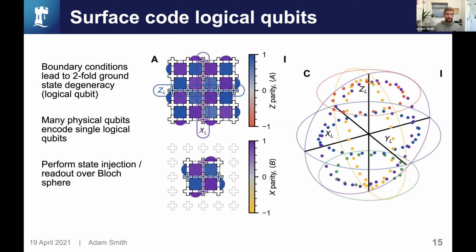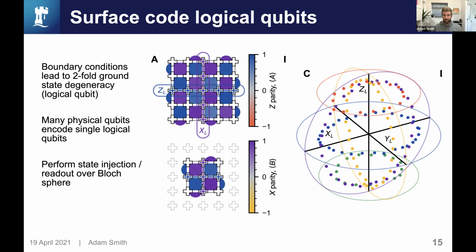Essentially, the way that you would measure this is by using non-local string order parameters, a product of Z's along horizontally and a product of X's vertically, to measure the Z value or the X value of the logical qubit, which is stored in this state. I don't want to go into too much detail of how this works. You can look into it.